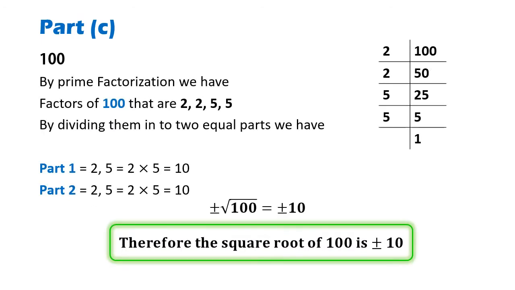Part D. First calculate the factors of 100 by the prime factorization method. So, we have factors of 100 that are 2, 2, 5, and 5. By dividing them in two equal parts as shown and then taking the product of each part, we have each part equal to 10, therefore the square root of 100 is plus minus 10.